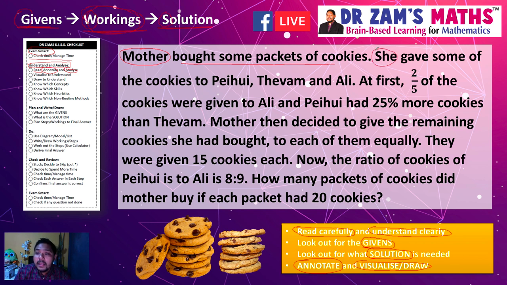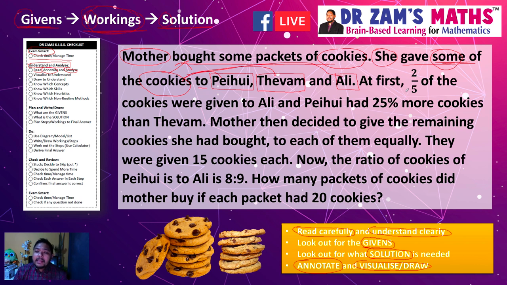So, you're still referring to the mother, okay? What did she do? She gave some, all right? So the word here is some of the cookies that she bought to who? To Peihui, one person. Thevam, second person. Ali, third person. So basically, she only gave some of the cookies she bought. She bought some packets of cookies, but she gave some of the cookies, not all of the cookies, to three of them. So at first, she gave some of the cookies to three individuals: Peihui, Thevam, and Ali.